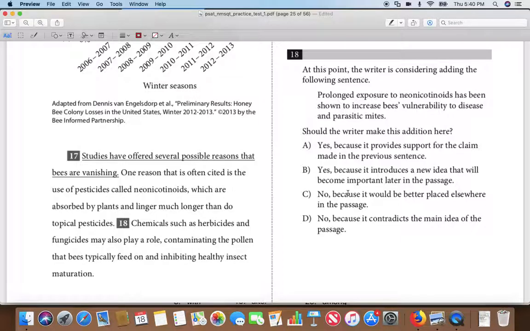Yes, because it provides support for the claim made in the previous sentence. Does the sentence in question provide support for the claim made in the previous sentence? Yes, it does. What about answer choice B? Yes, because it introduces a new idea that will become important later in the passage. Does that introduce a new idea that will become important later in the passage?